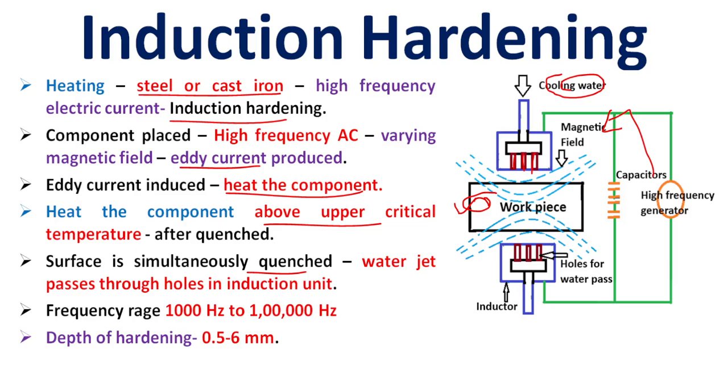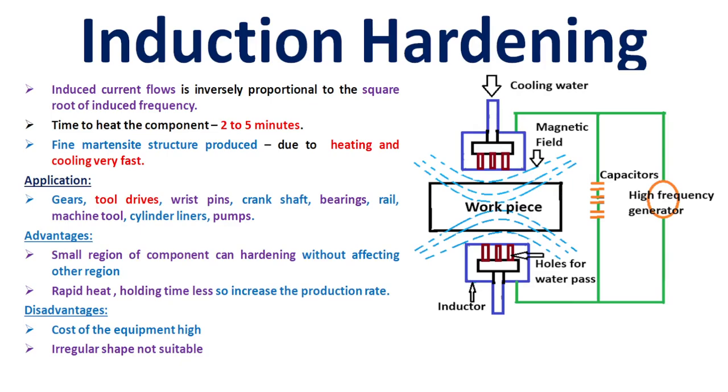In this induction hardening process, the frequency range is 1000 hertz to 1 lakh hertz. The depth of hardening for this process is around 0.5 to 6 mm. In this process, the induced current flow is inversely proportional to the square root of the induced frequency.